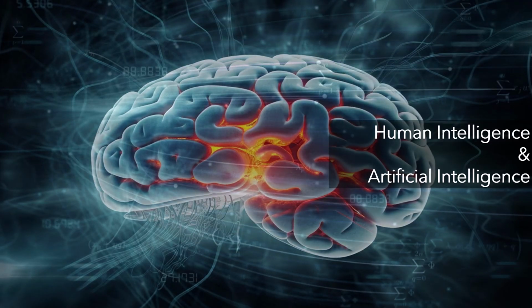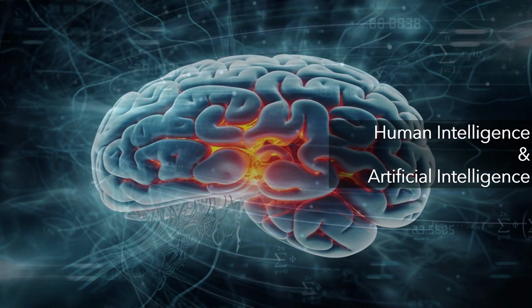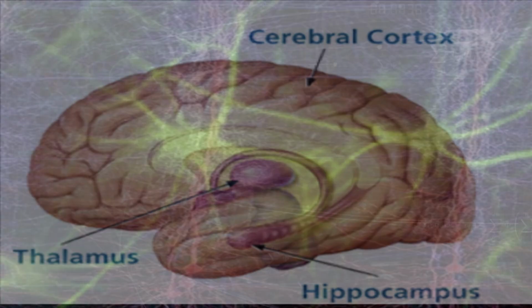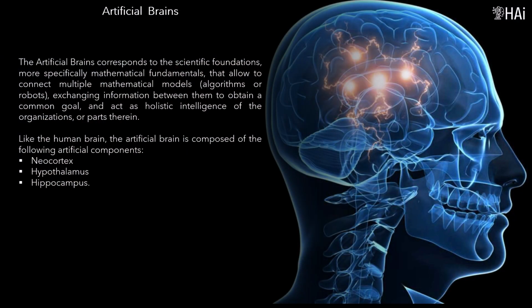We define augmented artificial intelligence, AAI, as the creation of artificial intelligence from the neuroscience of human intelligence, integrated with the mathematical laws of smart physical systems. The creator of the human brain conceived it as the integration of three main organs, or systems: neocortex, hypothalamus and hippocampus. The artificial brain corresponds to the scientific foundations, more specifically mathematical fundamentals, that allow connecting multiple mathematical models, algorithms or robots, exchanging information between them to obtain a common goal, and acting as holistic intelligence of the organizations, or parts therein. Like the human brain, the artificial brain is composed of the following artificial components: neocortex, hypothalamus, and hippocampus.